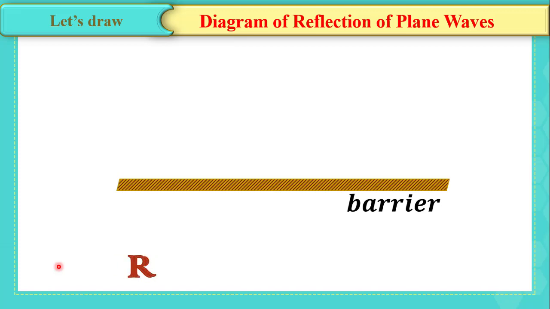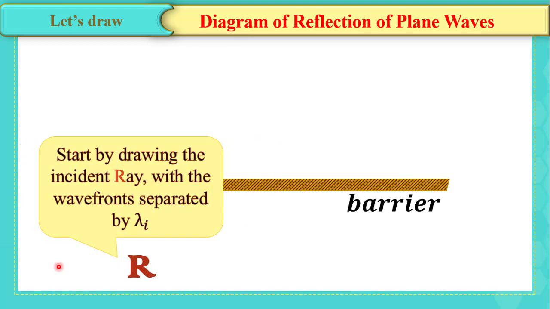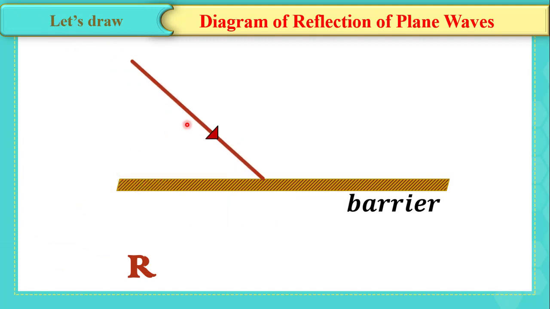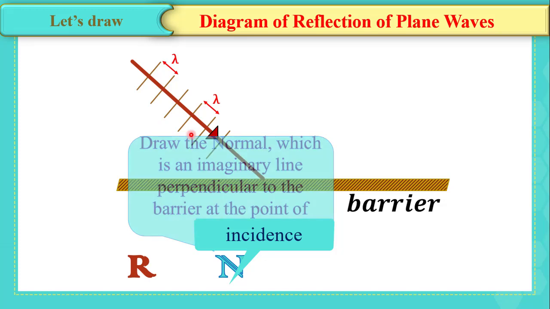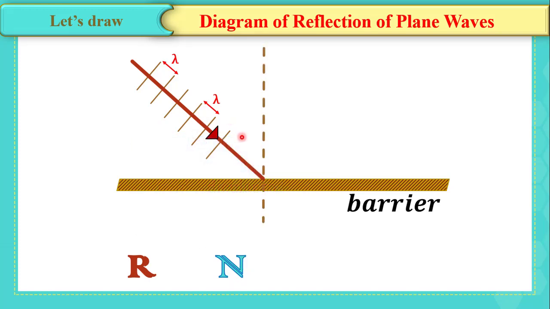Let's start our drawing by the first step, R. R means a ray. We will start by drawing the incident ray with the wave fronts separated by lambda I. Here is the incident ray, and here are the wave fronts separated by lambda I or lambda. The second step is N. N means the normal. You should draw the normal, which is an imaginary line usually drawn dotted, perpendicular to the barrier at the point of incidence. This is the normal line.